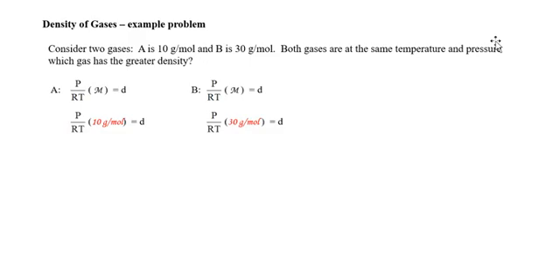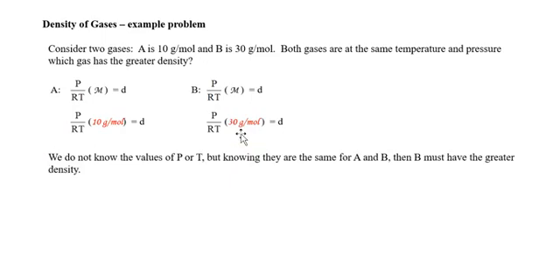You can look at two people and say, who's taller? You don't have to measure their heights. You just put them side by side and you can tell who's taller. Well, here we have them side by side: 10 grams per mole versus 30 grams per mole. Well, 30 grams per mole is going to be more dense. So you don't need to know the values of P and T.